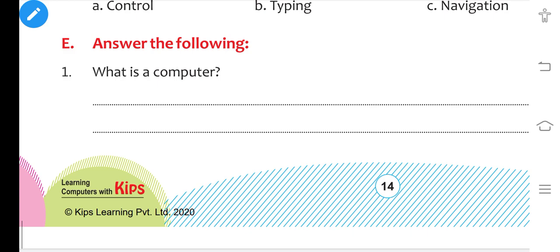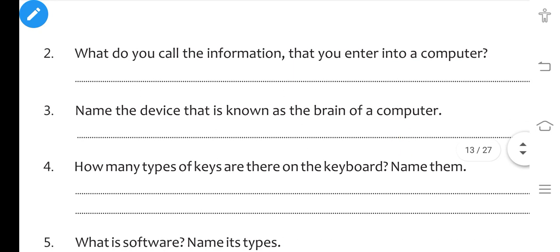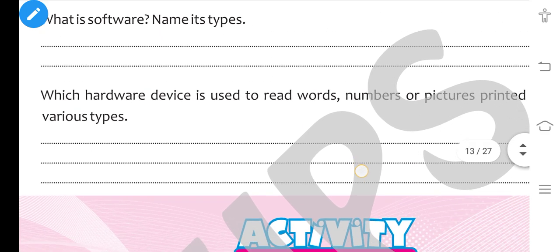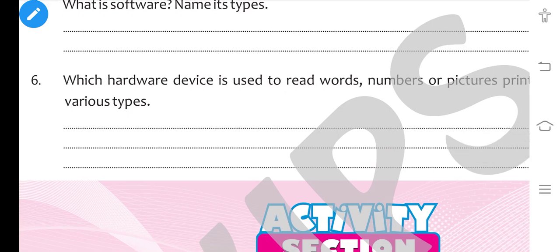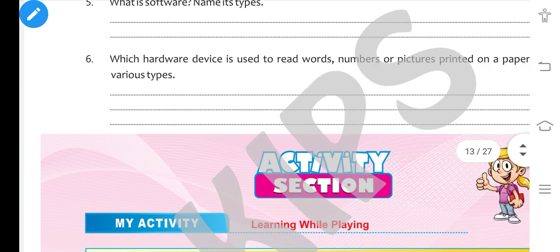Here, first question is, what is a computer? That I told you. Second question is, what do you call the information that you enter into the computer? Third is, name that device that is known as the brain of a computer. Fourth is, how many types of keys are there on the keyboard? Name them. Fifth one is, what is software? Name its types. Sixth one is, which hardware device is used to read words, numbers, or pictures printed on a paper? Name its various types.